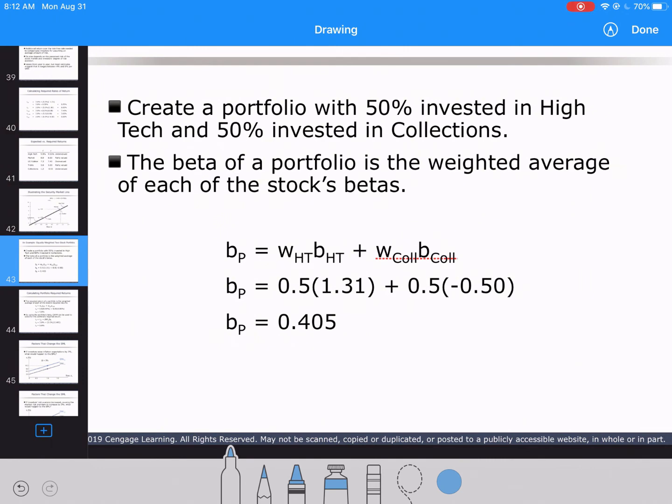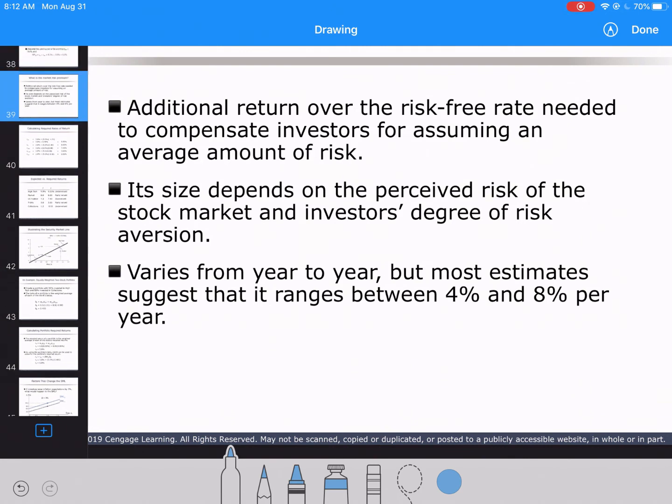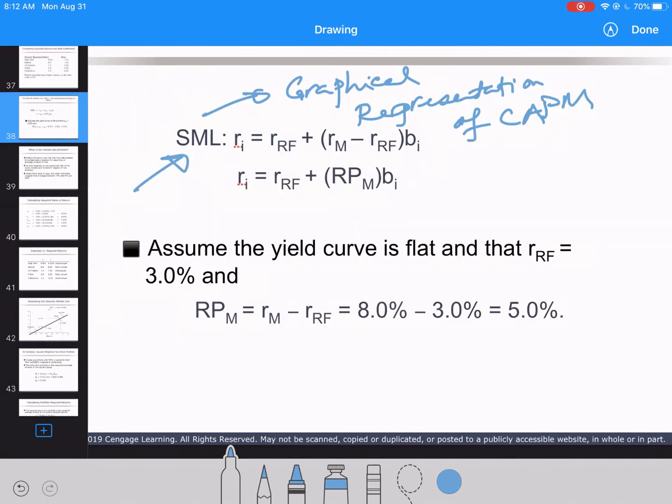Why do I say it's a one factor model? You see here, this is only one factor. Beta is the only factor. So we call this a one factor model.